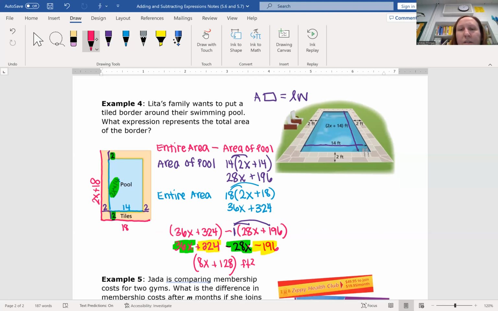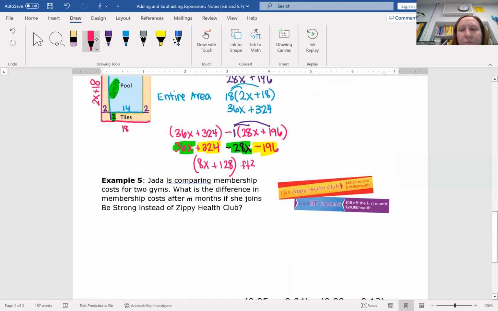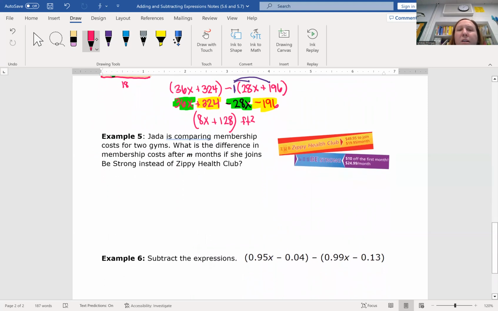Okay. The next one, we're comparing membership costs for 2 gyms. So we have Zippy Health Club is $19.95 a month after $49.95 to join. And Be Strong is $24.99 a month, but $10 off the first month. And we are writing an expression for the difference in membership costs after M months. So instead of just jumping right in and trying to write our subtraction question, I'm going to start by writing expressions for each of our pieces.